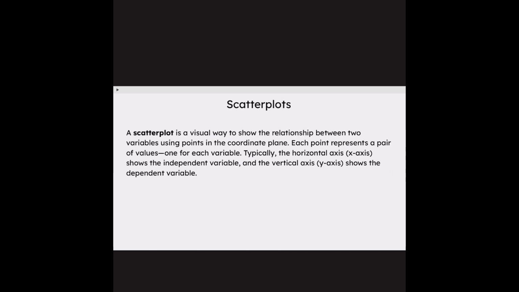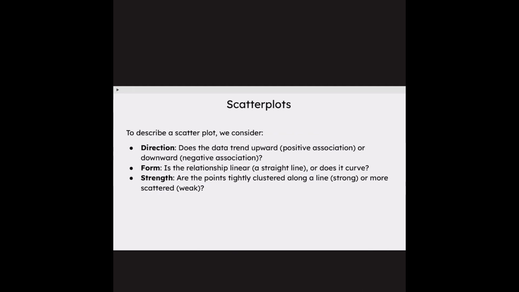Alright, now let's take a look at data representations. A scatter plot is a visual way to show the relationship between two variables using points in the coordinate plane. Each point represents a pair of values, one for each variable. Usually the horizontal axis, or the x-axis, shows the independent variable and the vertical axis shows the dependent variable.